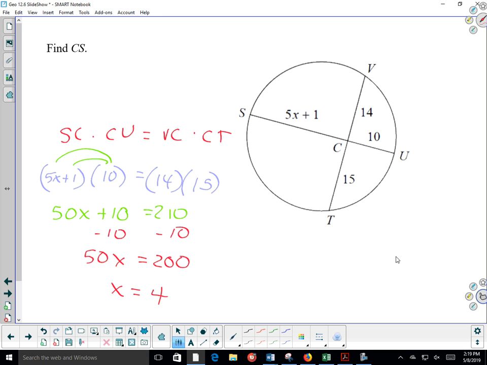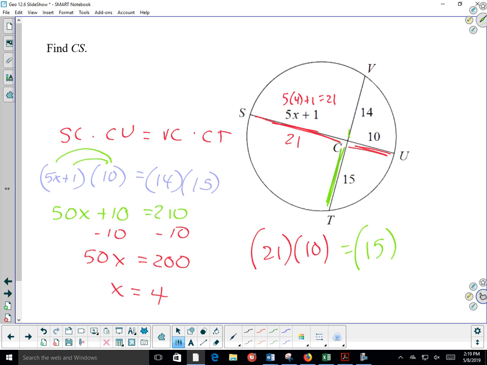Okay. So what do we get? 20 plus 1. So 21? So is it true that 21, which is this length, times 10, which is this length, is going to be equal to 15 times 14? Are we all good with this? All right, because both of these equal 210, so it works.